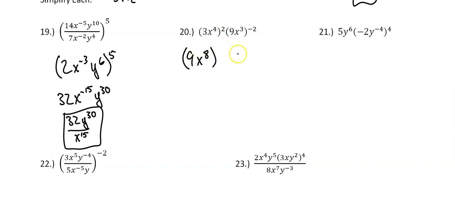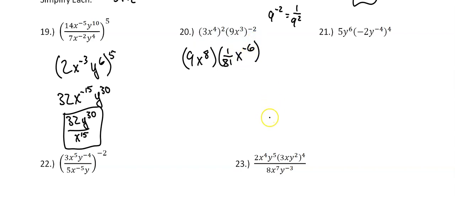Okay? Same thing here. 9 to the negative second power. So again, take it off to the side if you need to. 9 to the negative second power. That's 1 over 9 to the second power. And 9 to the second power is 81. So this is 1 over 81. And then I multiply the exponents. That's x to the negative sixth.